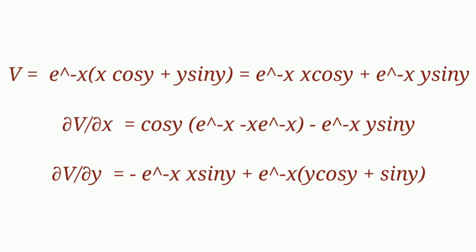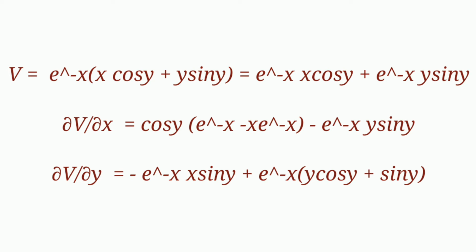Plus, next you have to write the derivative of the second term with respect to x. See, in that y sin y is a constant. So, you have to differentiate only e raised to minus x. Its derivative is minus e raised to minus x. So, derivative of the second term with respect to x is minus e raised to minus x y sin y. So, we have ∂v/∂x is cos y into e raised to minus x minus x e raised to minus x minus e raised to minus x y sin y.